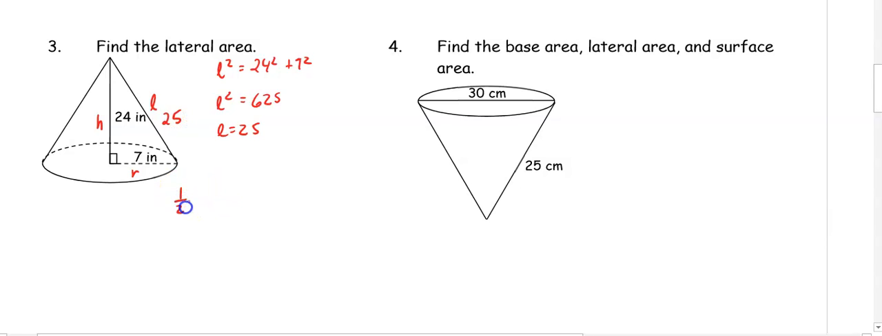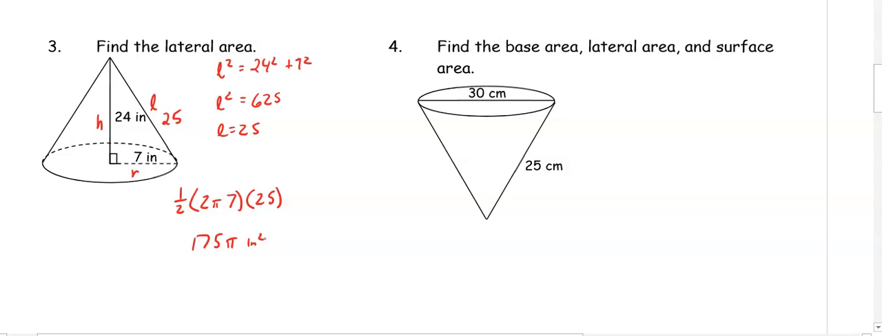So to get our lateral area, it's going to be 1/2 times 2 pi r, which is 2 pi times 7, times our slant height of 25. So when we multiply, we're going to put everything in the calculator except for the pi. So 0.5 times 2 times 7 times 25 gets us 175 pi inches squared.